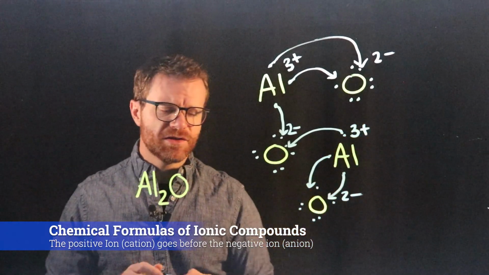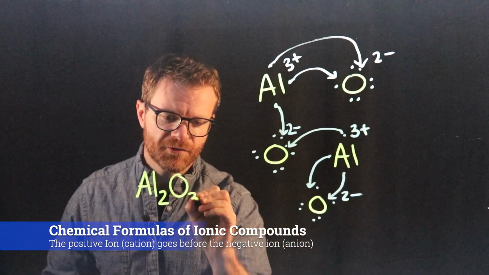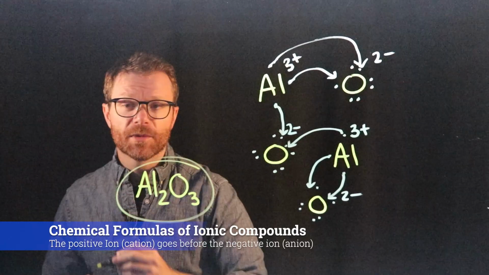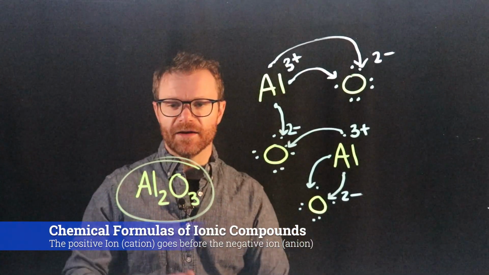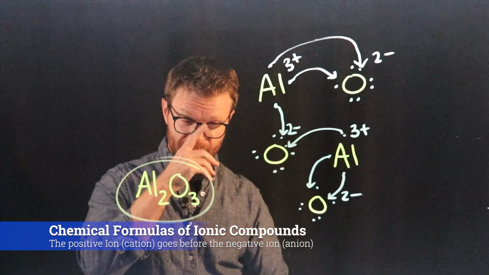We have 3 oxygens, so we put a little 3 after it. And this is the chemical formula of the ionic compound we just created, aluminum oxide.